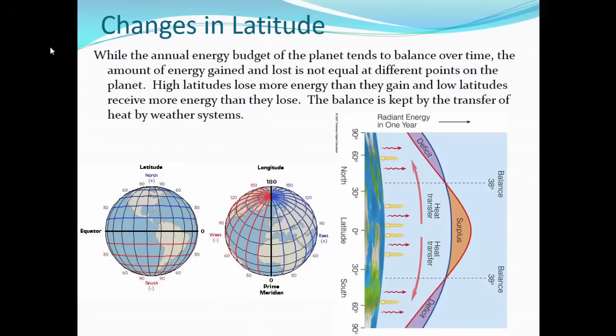Above 38 degrees north and below 38 degrees south, there is less incoming solar radiation than what's going out, and there's a deficit. If there were no movement or transfer of heat by weather systems, then the equator would just continue to warm up and the poles would just continue to get colder. That doesn't happen because heat is transferred north and south by weather systems.